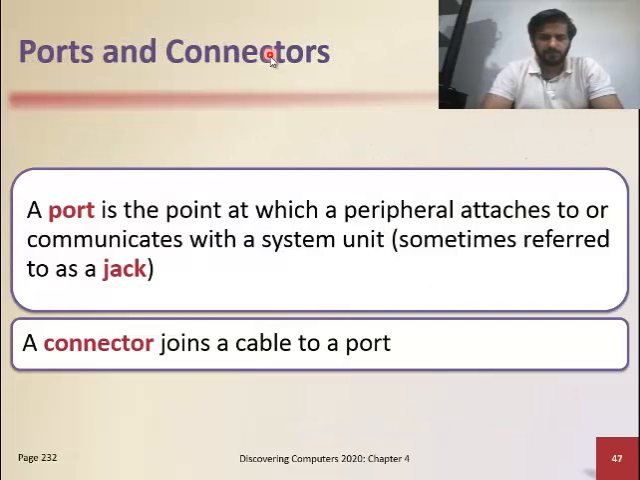And the ports are connectors. A port is a point at which the peripheral attaches or communicates with the system unit. So it's an area where the peripheral is going to be attached, so it's referred to as a port, and a connector basically joins the cable to the port. So we have one cable here, and a port is available. A connector is actually in between the two types of hardware device. So it connects the cables and the ports together.